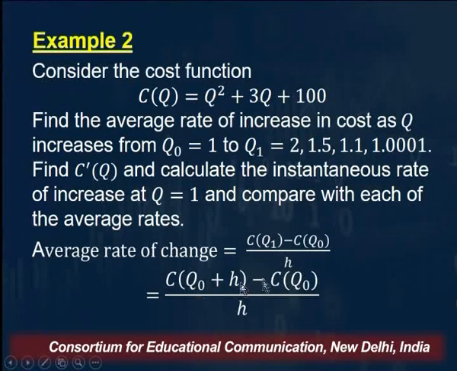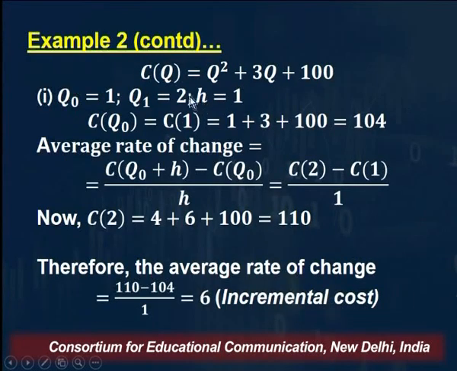Now, the average rate of change is basically averaging out the increase in cost over the increase from Q naught to Q1. So, the average rate of change in cost is given by C of Q1 minus C of Q naught divided by H. Q1 is nothing but Q naught plus H. So, I've substituted that here: C of Q naught plus H minus C of Q naught divided by H. Let's first look at what happens when the initial output produced is 1 unit.